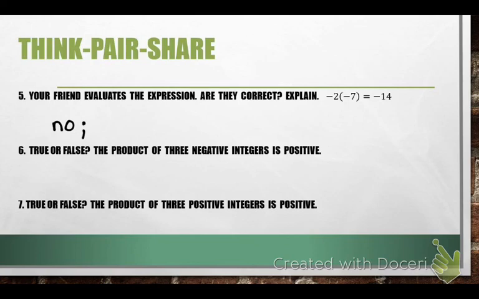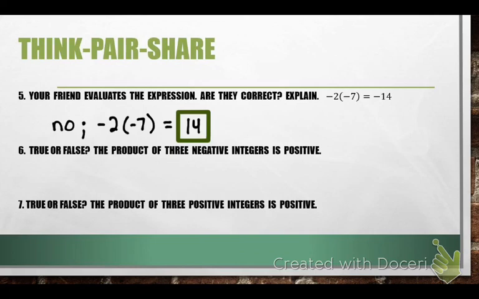Reagan, what'd they do wrong? So according to the positive integers, you have to count the negative or positive sign. Correct. You have to count the negative signs. There were 2 of them, so the answer should have been what? It should have been positive. It should have been positive 14. So when it says explain, you can simply put what the answer should have been. Negative 2 times negative 7 should have been positive 14. Okay? Let's go to the next one.